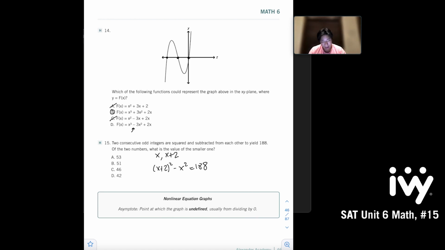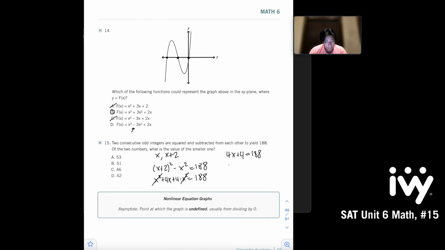Now, distributing this out, we see that we have x squared plus 4x plus 4 minus x squared equals 188. And then we can cancel out the x squared, so we're just left with 4x plus 4 is equal to 188.